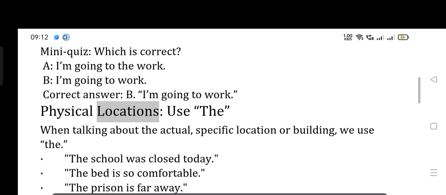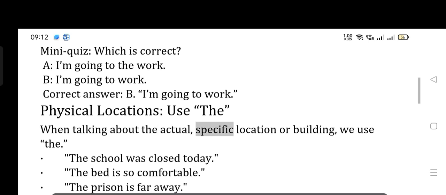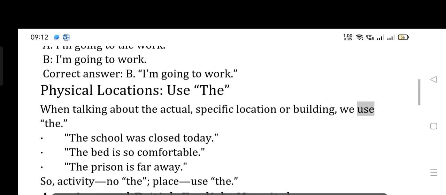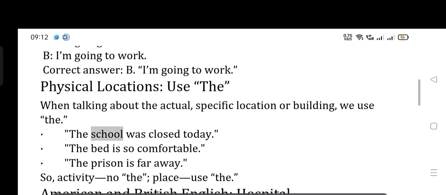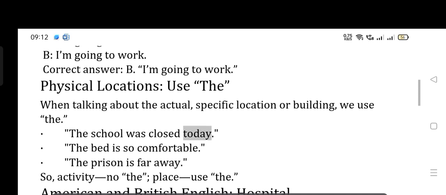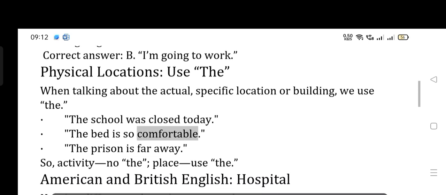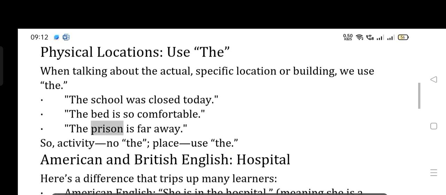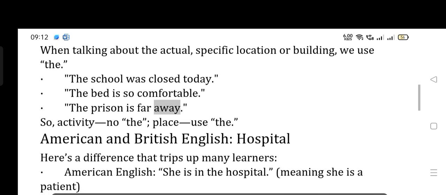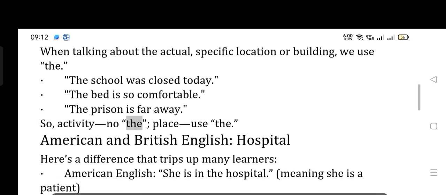Physical locations: use "the." When talking about the actual, specific location or building, we use "the." The school was closed today. The bed is so comfortable. The prison is far away. So, activity: no "the." Physical place: use "the."